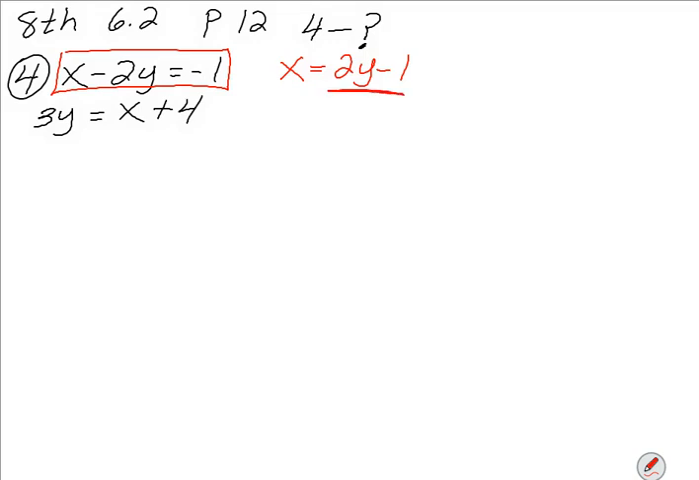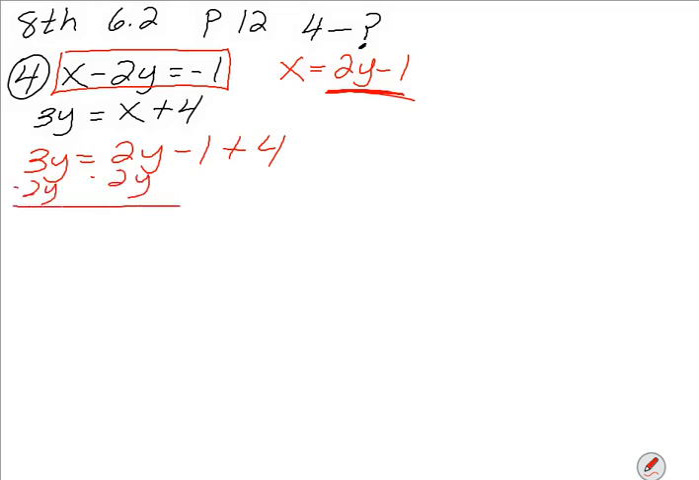I am now going to substitute the 2y minus 1 in for x. So this will be 3y equals 2y minus 1 plus 4. Subtract the 2y from both sides and combine my like terms there. I will get y equals 3.